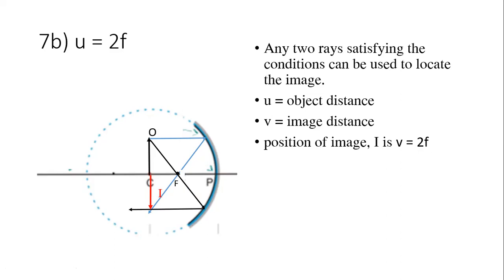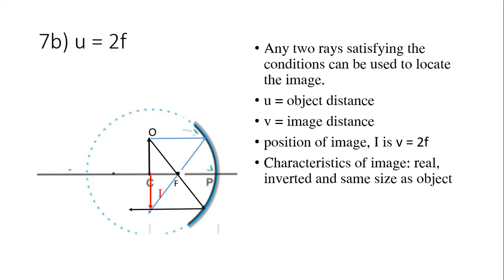So the image is at 2F. Image distance is at 2F. U equals V in this case. Characteristics of the image: real, inverted, same size as the object. Used as an overhead projector.